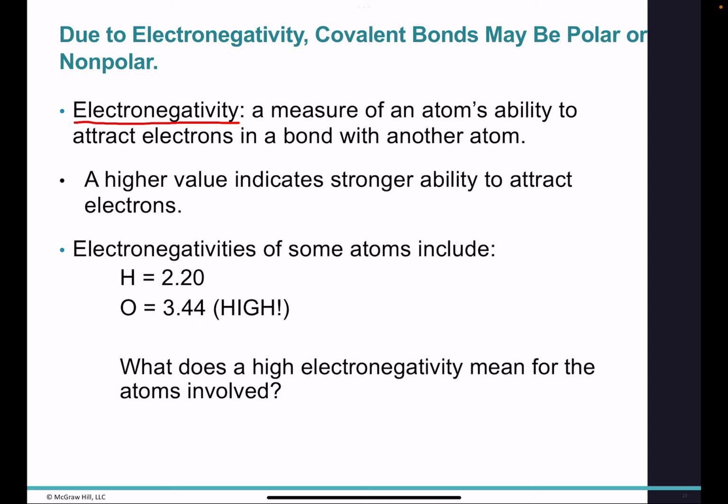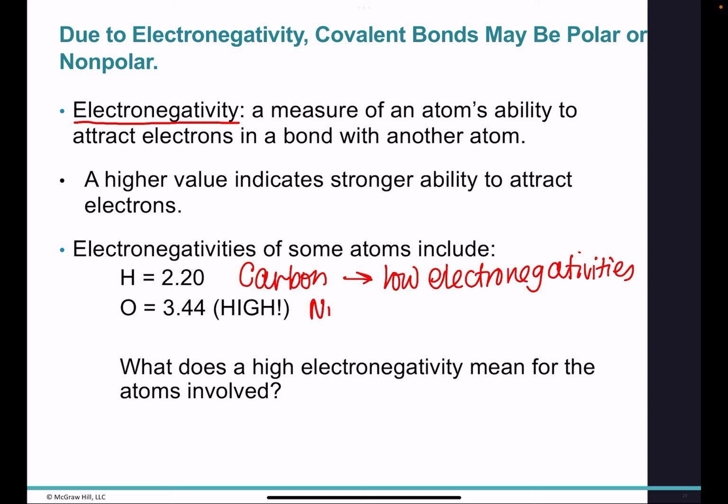As far as our biological molecules are concerned, hydrogen and carbon both have relatively low electronegativities. That means for any shared electron, they're not going to pull that electron very strongly towards themselves. However, oxygen, along with nitrogen, both have very high electronegativities, with oxygen being the highest.